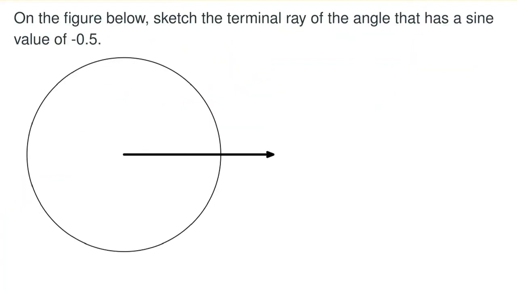On the figure below, sketch the terminal ray of the angle that has a sine value of negative 0.5. So first, let's review what sine theta and cosine theta represent.